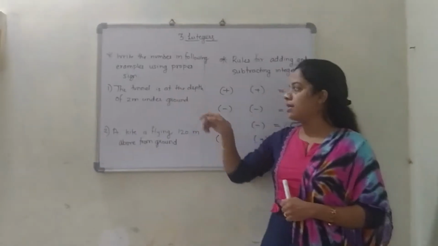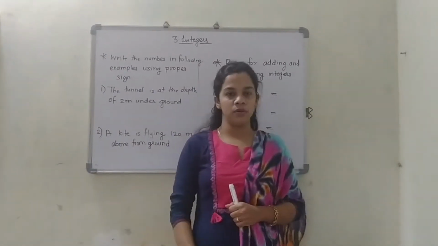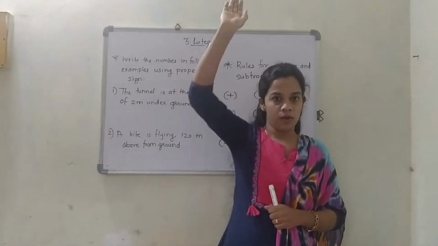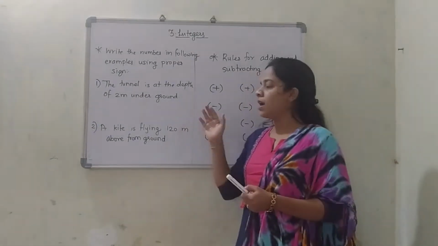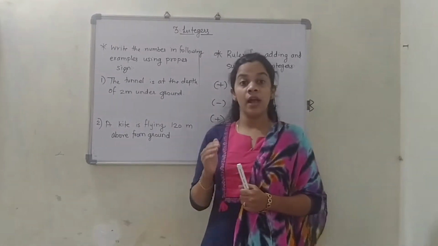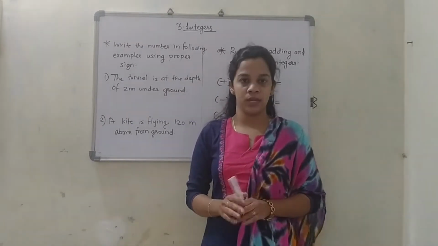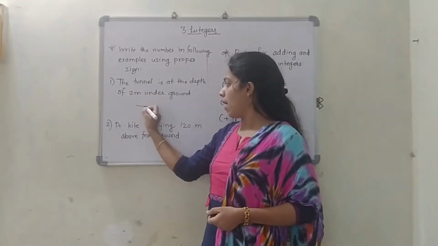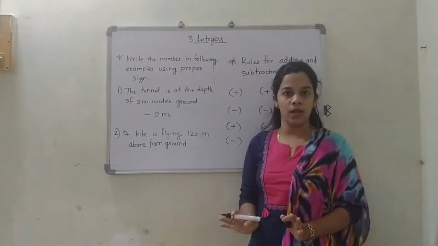The tunnel is at the depth of 2 meters underground. Now under the ground, just remember it is going down inside the ground. It is not above the ground. So when it is under, you are going to use the negative. I told you when it is under, you are going to write a negative sign, and it is 2 meters under the ground. So I am going to write -2 meter. Is this clear? This is only your answer.